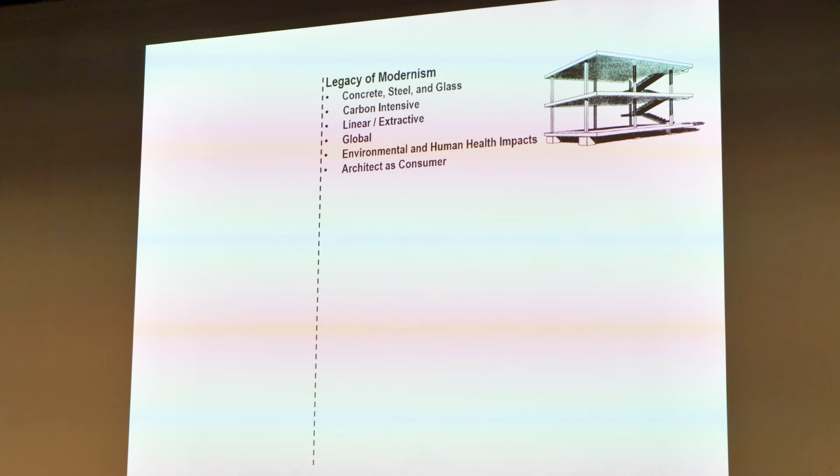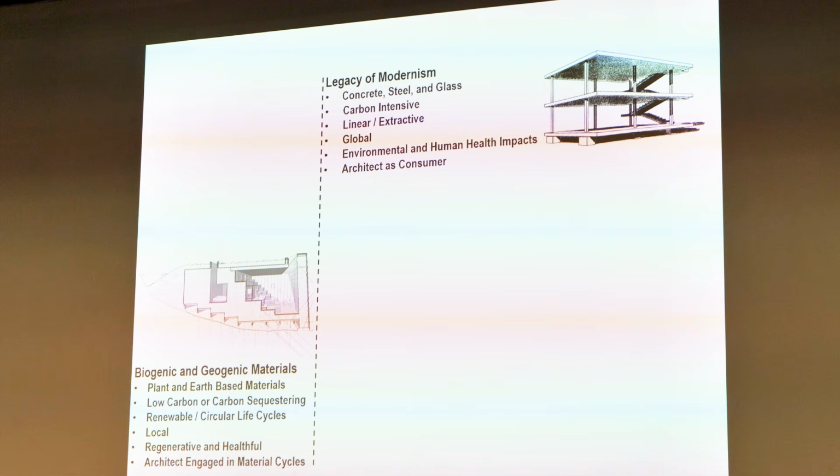We need to move from the legacy, and this is my polemic to all of you. We need to move from a legacy of modernism, concrete, steel, and glass, carbon intensive, linear, extractive, global, in which you ignore some of the environmental and health impacts, to effectively biogenic and geogenic materials, ones that are regenerative, where the materials have the capacity to replace, where they're low carbon, if not carbon sequestering. It's local, it's healthy, and this is a new paradigm for design. It's no longer the continuation of a practice of modernism or the aesthetic of modernism. Right? What does this mean?